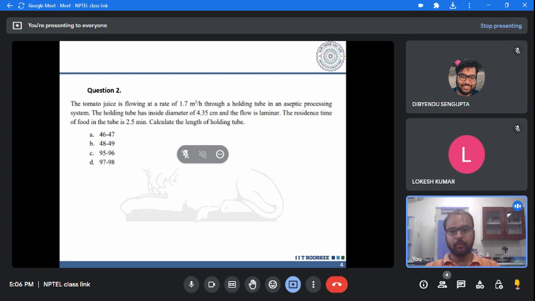For this question, you need to know the formula. If you know how to connect with the formula, then only you can solve this question. So I'll give some time to solve this. Then we will see the solution for this question.